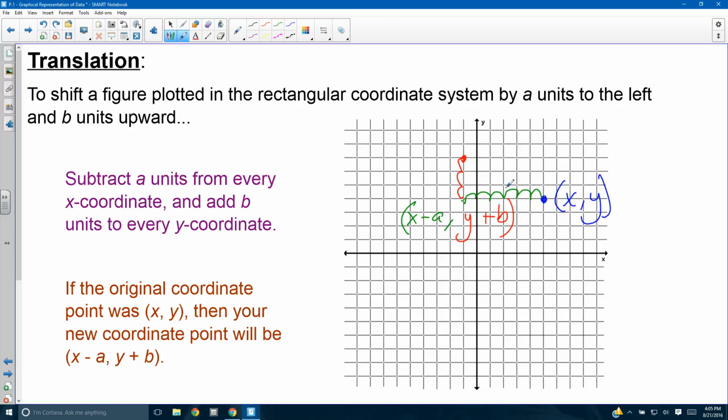I'm not using real numbers in this instance, but if they're saying shifted in some way, you're just taking the numbers and subtracting or adding based on whether you're going up, down, left, or right. Remember, down is subtracting from y, left is subtracting from x. But up is adding to y, and right is adding to x.